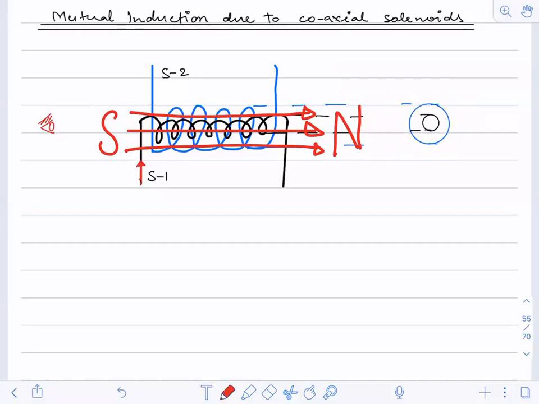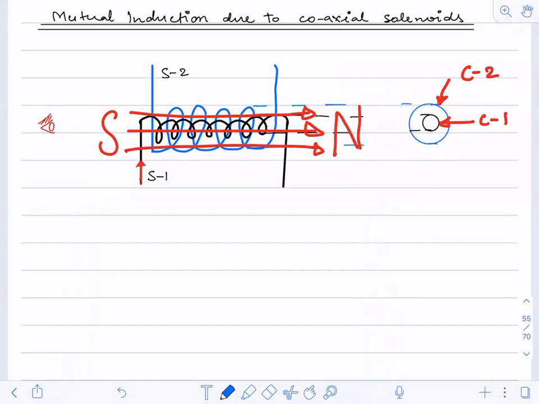This is coil 1, sorry, this is coil 2, and this is coil 1. Now, we shall start the derivation. Is the situation clear to all of you?